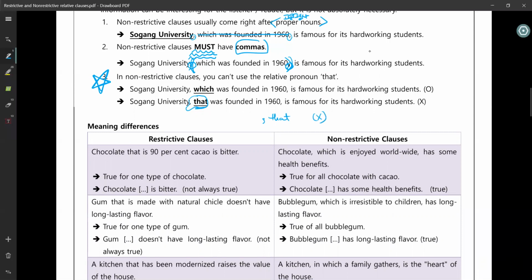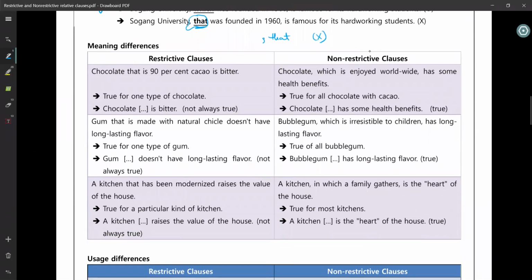Now let me just give you a brief overview on comparing these two different types of relative clauses. I know that some of you are a little bit confused by now, so let me give you examples. The first sentence on the left, in the restrictive clause, says chocolate that is 90% cacao is bitter. So we can see that these are two sentences that have been combined. Chocolate is bitter. This is sentence number one. And that is 90% cacao is sentence number two.